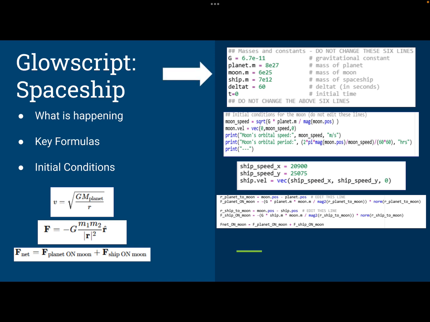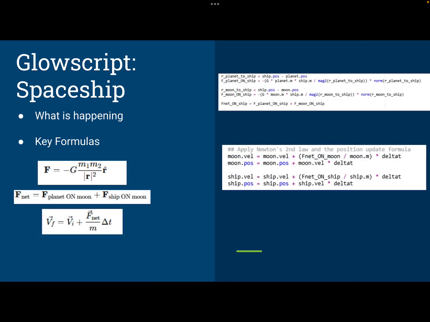First, we iterate all the initial conditions, and then we have the speed of the moon, and then we have the initial conditions of the ship, where the initial position was the moon and the velocity as is shown. Then we use all this data to find the force of the planet on the moon and the ship on the moon to have the F net of the moon, and then we have the key formulas here to help us find the F net of the planet on the ship and then the moon on the ship to find the F net of the ship. Then we have the position update formula and velocity update formula for both the moon and the ship.